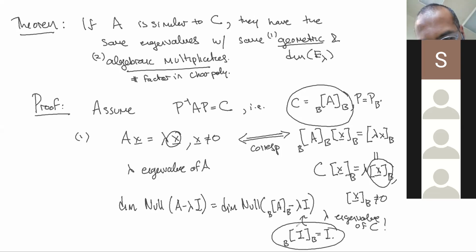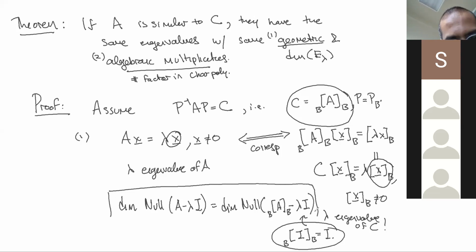Okay, so that's the proof that they have the same geometric multiplicity, which is the dimension of these eigenspaces.